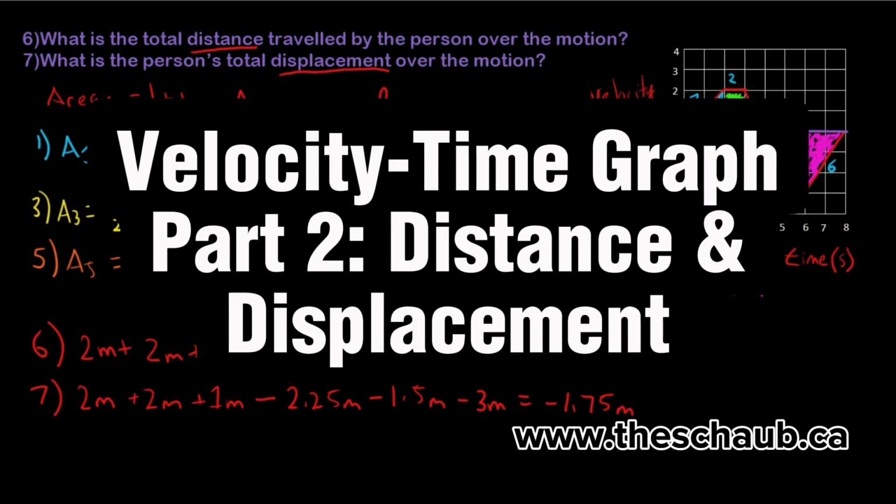Welcome to part 2 on the videos on velocity time graphs. In part 1, we explored the velocity and acceleration at different points throughout the motion. And in this video, we're going to explore the total distance and displacement traveled by the person throughout the motion.